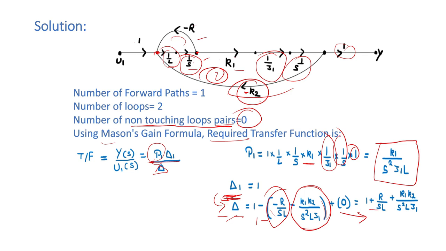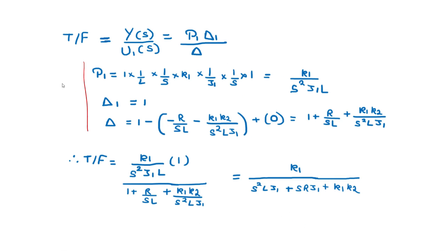On solving this, we get this. Now delta 1 was the value of delta obtained by removing all the loops touching path 1. These two loops are present in path 1, so if you remove them, you will get delta 1 equal to 1 minus 0. Therefore, delta 1 is equal to 1. Here again I have written everything, you can see this. Now we will put these values here. Therefore, this is your transfer function. On rearrangement, you will get this. So this is how you calculate the transfer function using a signal flow graph.